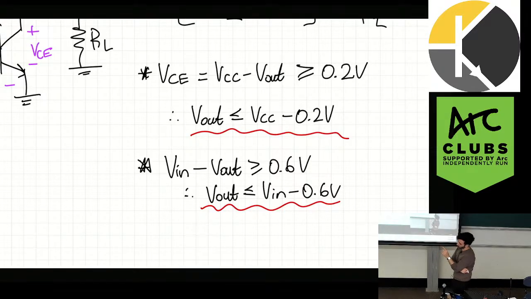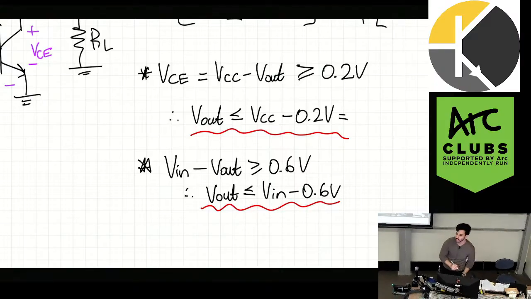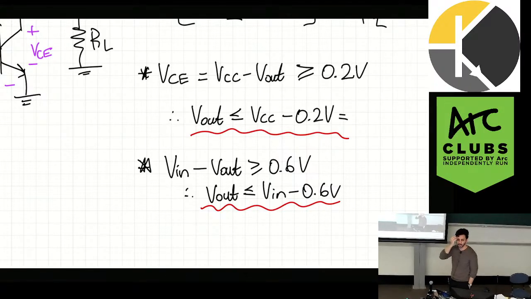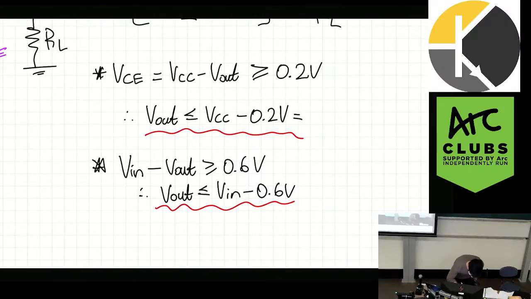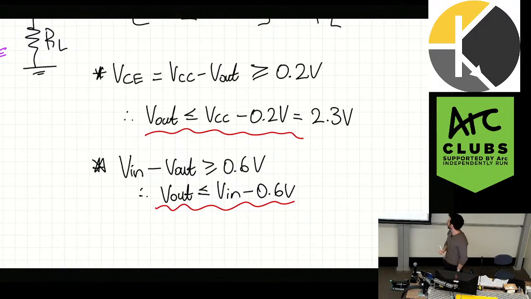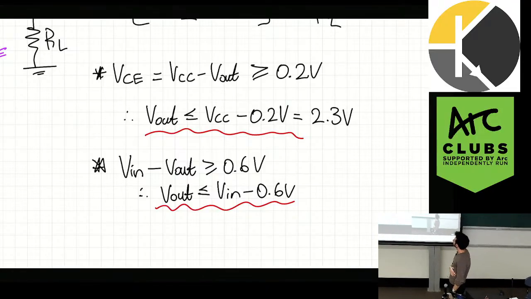So maybe let's calculate what this top one is. So VCC, someone remind me what VCC was? 2.5. So then this will be 2.3 volts. And then Vin is, so Vout needs to be less, so worst case, would it be 0? So if the input is 0. I'm not saying it's wrong, I'm just asking. Because we're looking for the worst case scenario, which limits Vout a lot. 0?